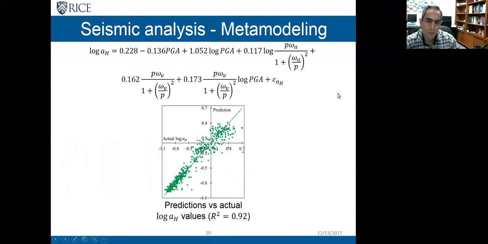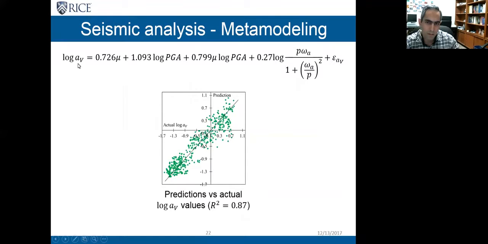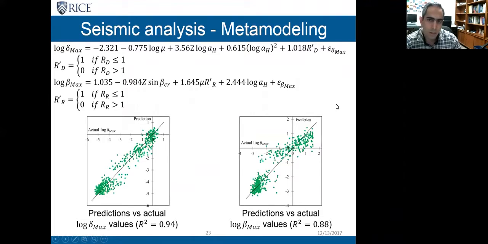So this is my model for the maximum horizontal acceleration of the cask's center of gravity. And if you look at the model, you see some terms like omega and p, which I will talk about later. And this is my model for the vertical acceleration and its performance. And at the end, the models for maximum horizontal displacement of the cask and maximum rocking angle of the cask and how they perform. The R-square of all the models is at least 0.88, and most of them are about 0.9.